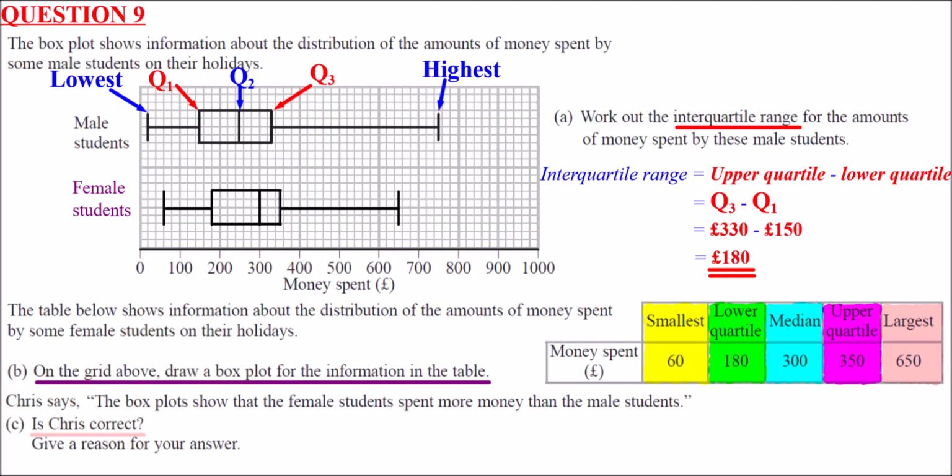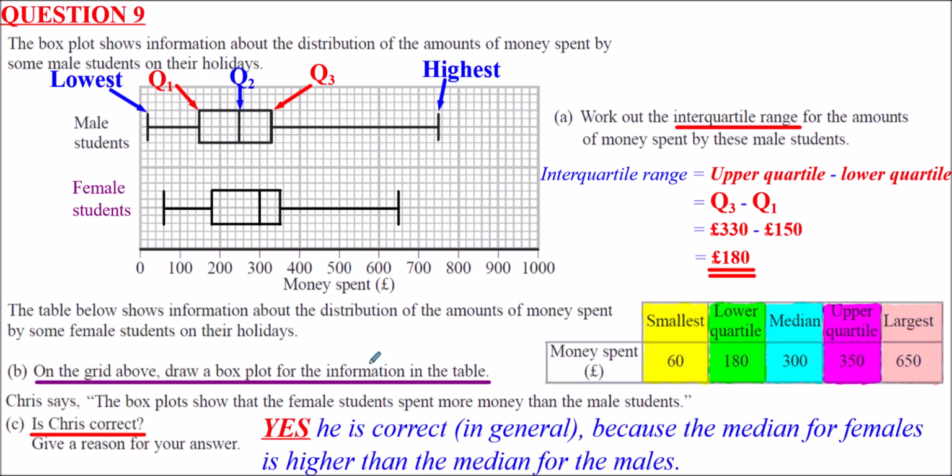So we need to say something like this to answer the question, is he correct? Well, yes, he is correct, generally speaking. You don't need to put in general, but you can if you want to. Yes, he is correct, but the main thing to say is the median for females is higher than the median for the males. If you wanted to, you could say the median for the males is lower than the median for the females, but it's an equivalent statement. So the answer is yes, the reason being the median for the females is higher than the median for the males. And that's all we need to say for question 9.